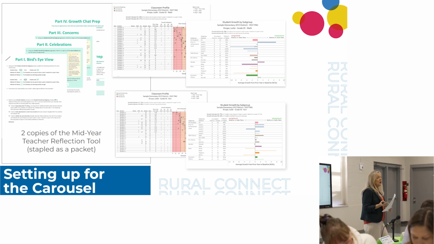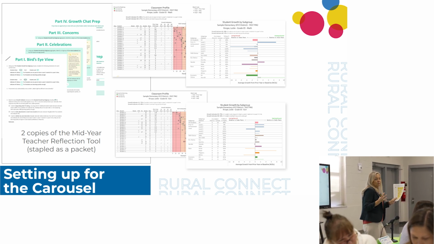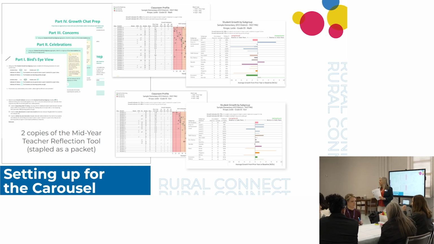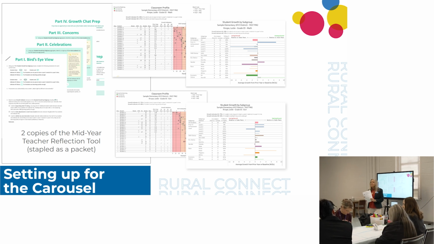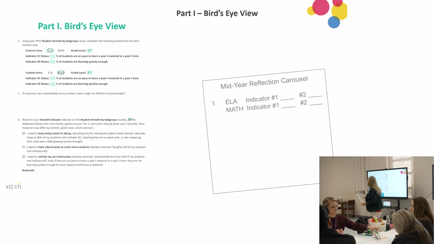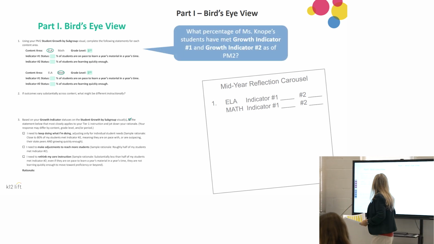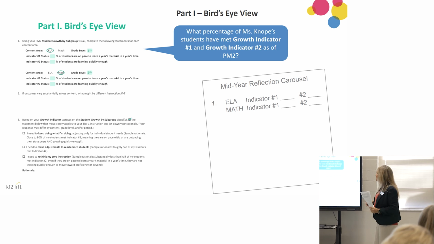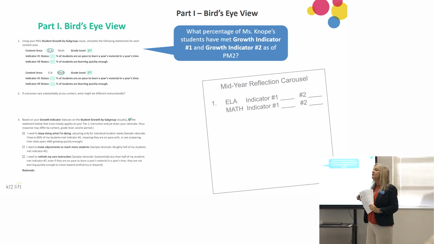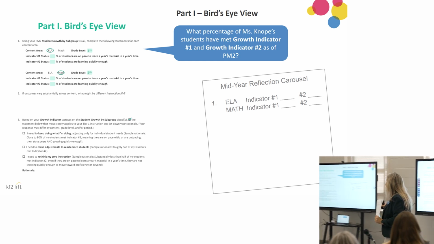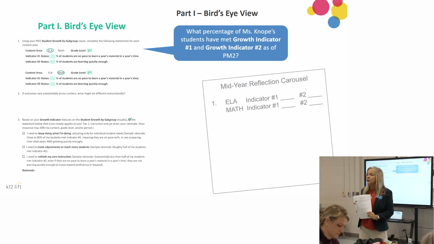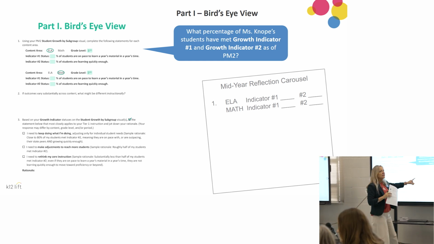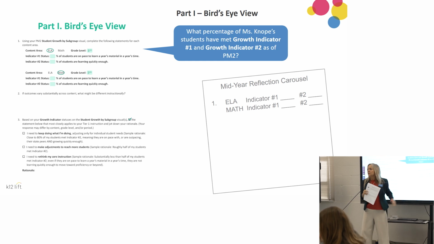All right, now that I've told you that, I am going to have you just kind of dip your toes. Box 1, find your box 1, put a 1 at the top of it, in one of the quadrants, label the first quadrant. Okay, in that first quadrant, we're going to answer question number 1. And question number 1 is this. You're going to decide by looking at those data sheets that you have, what percentage of Miss Knope's students have met growth indicator 1 and growth indicator 2 on PM2. You have ELA and math data on your chart. Make it look something like this, where you record your responses for both.